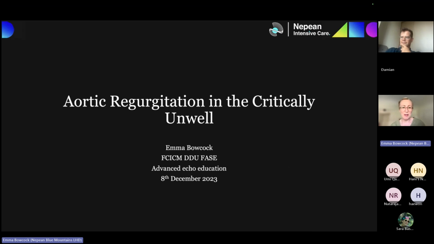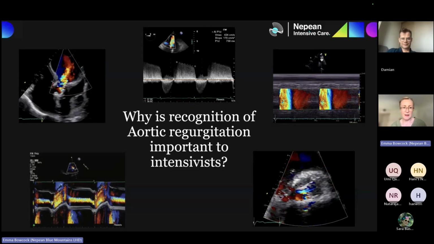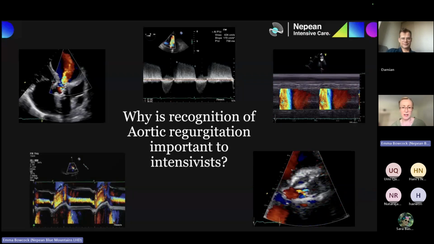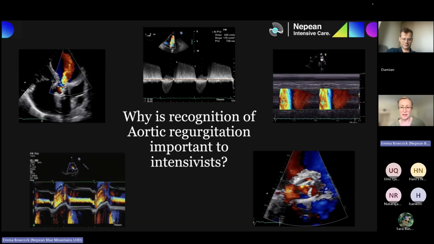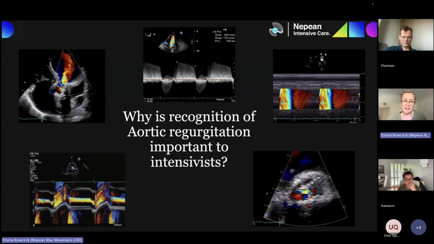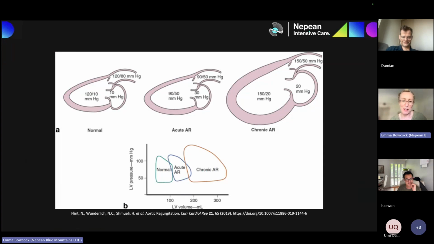Welcome everyone. Today we're going to talk about aortic regurg in the critically ill. Why is the recognition of aortic regurg important to us as intensive care physicians? And I apologise for starting this again with pressure volume loops, but just briefly, patients with acute aortic regurg are super sick. They come to us often in extremis because they've got a massive regurgitant volume in an untrained LV.